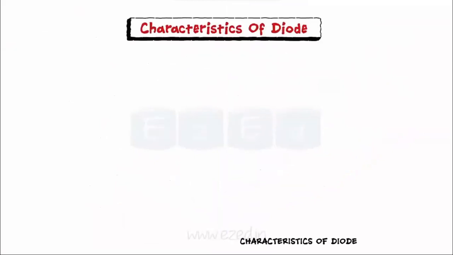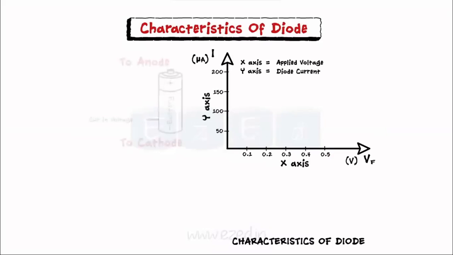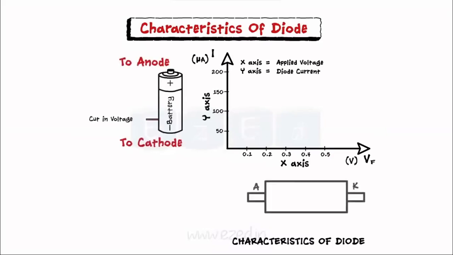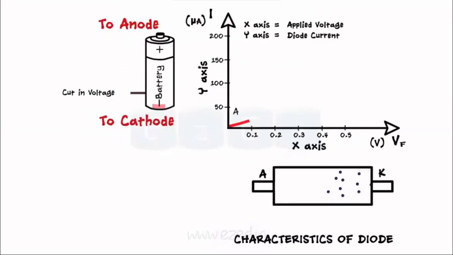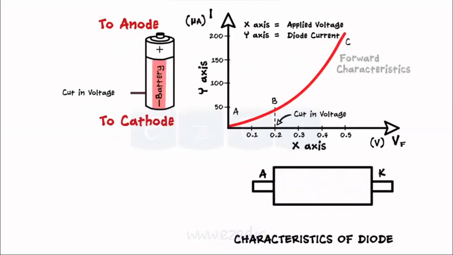Let's study the characteristics of this diode. This graph is drawn by considering external applied potential on x-axis and current flowing through the diode on y-axis. When the diode is operated in forward bias mode, current flowing through the diode between A and B remains at a low level. As soon as the external voltage crosses the junction potential value, or cut-in voltage, the current rises from point B to point C. This graph is called the forward characteristics of a diode.